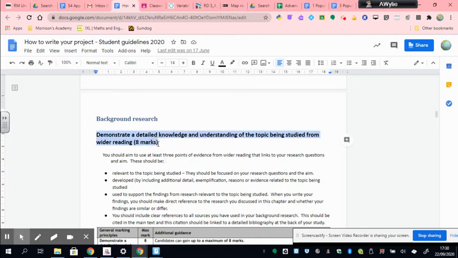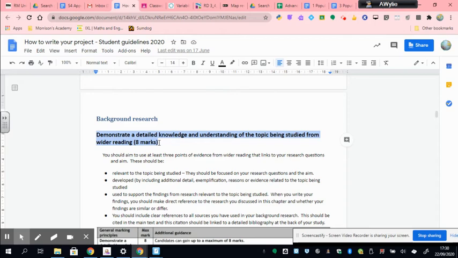So the first thing you might choose to do is actually open up the student guidelines document, and you should find that in step 1. Page 10 of 41 is where you will find the material that I am showing you on the screen. Now you'll notice it's worth 8 marks out of the 60. So almost a sixth of your marks are coming from this particular step.